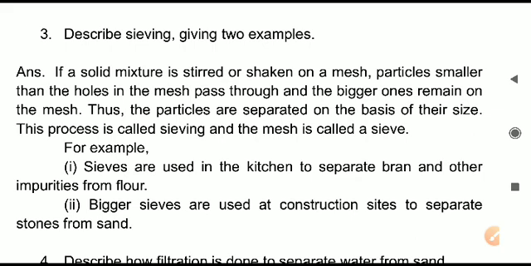So let us read the third line. Thus the particles are separated on the basis of their size. This process is called sieving and the mesh is called a sieve. Example, we will read where it is used. First, sieves are used in the kitchen to separate bran and other impurities from flour.